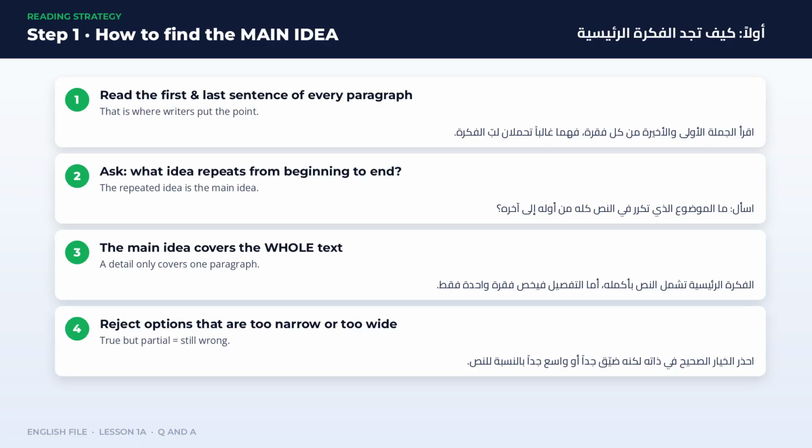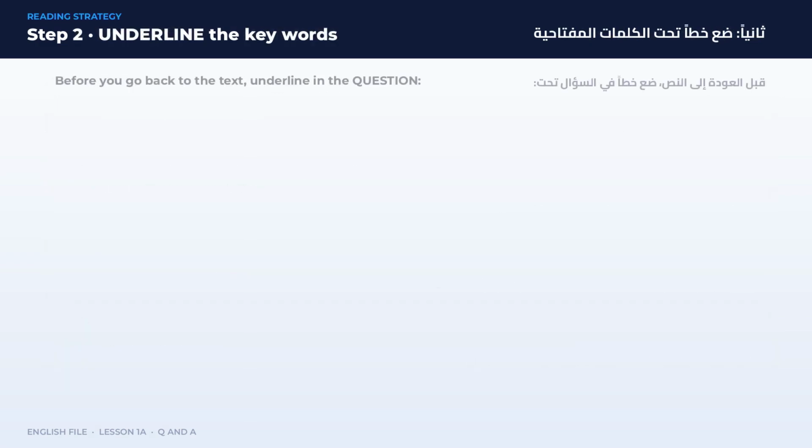Remember, the main idea must cover the whole text, while a detail covers only one paragraph, and reject any option that is too narrow or too wide. An option can be completely true and still be the wrong answer, because it only covers part of the text. Step 2.